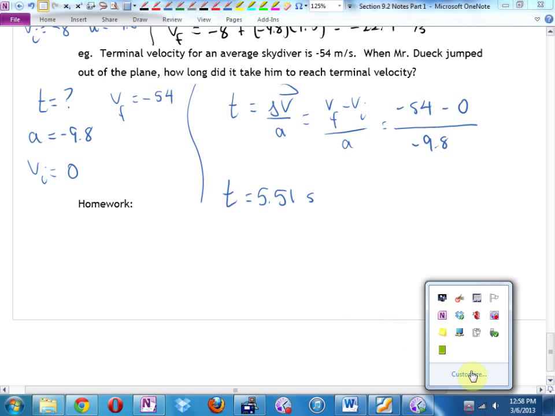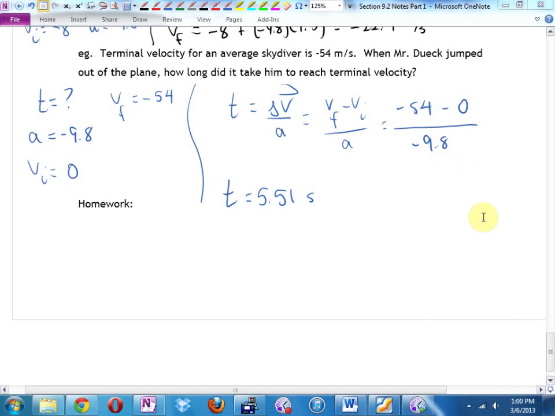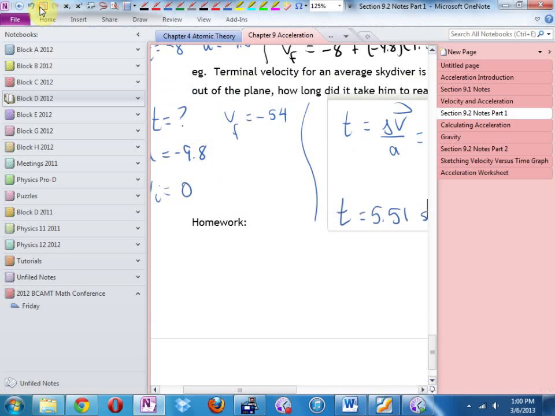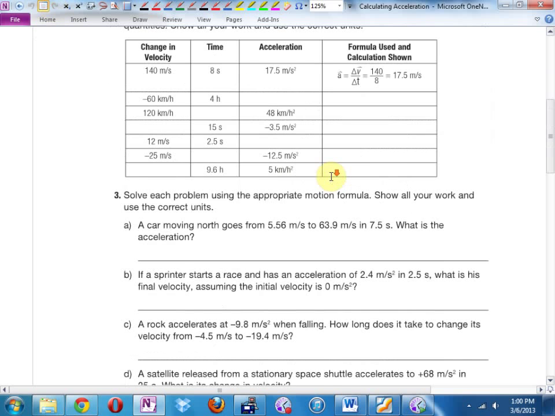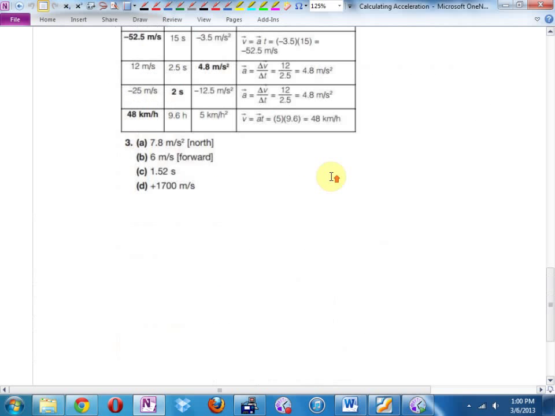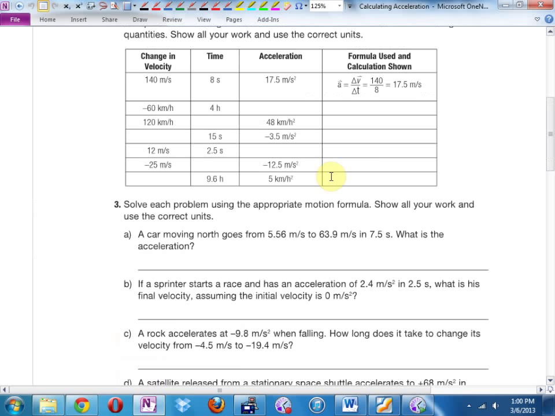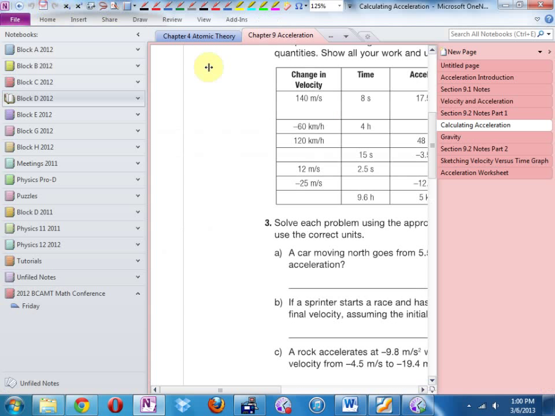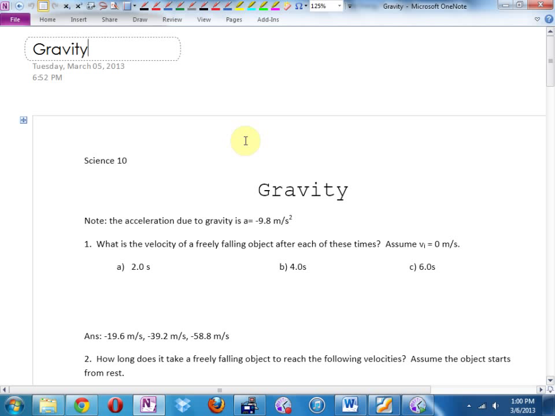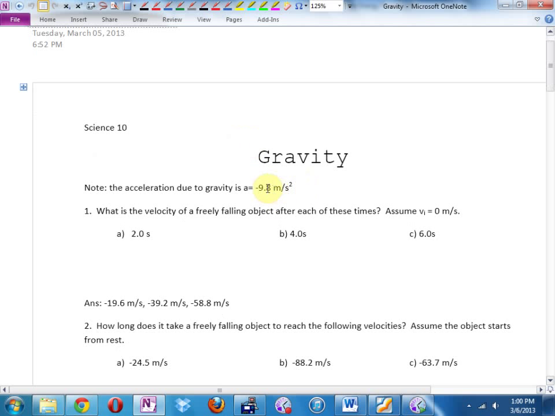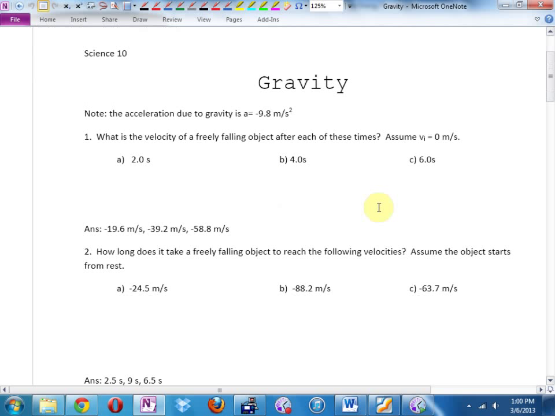Homework! Two things. I've given you two handouts. One I'm going to assign all, one I'm going to pick and choose. This first one that's called Calculating Acceleration, just the front page, walk through it, the answers are on the back. Do all of this. The second one, which I called Gravity, for some reason has one blank page, sorry, but when I photocopied I didn't know that was in there. Note, the acceleration due to gravity is negative 9.8.